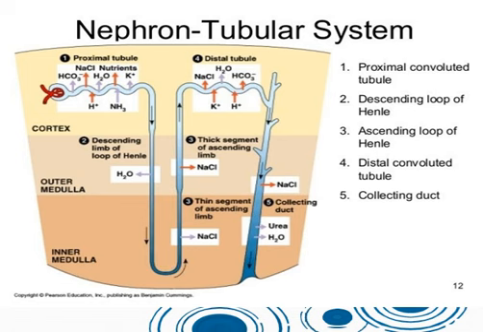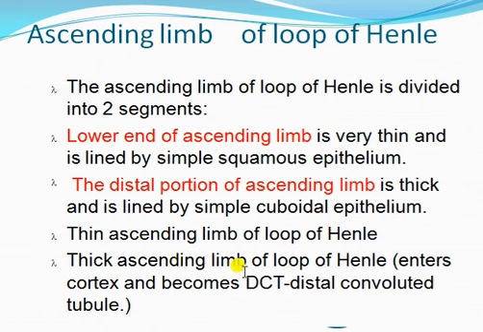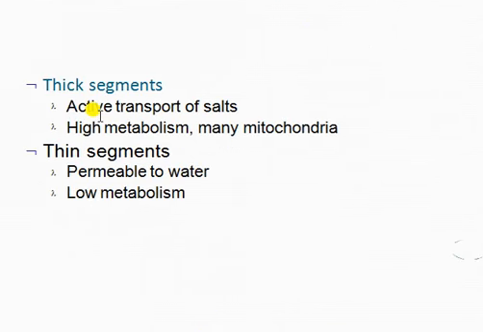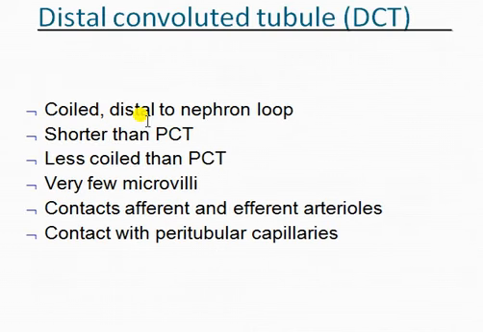The thick ascending limb of the loop of Henle enters the cortex and becomes the distal convoluted tubule. Wherever the thick segments are present, there is active transport of salts, high metabolism, and many mitochondria. Wherever the thin segments are present, there is more permeability to water and low metabolism.